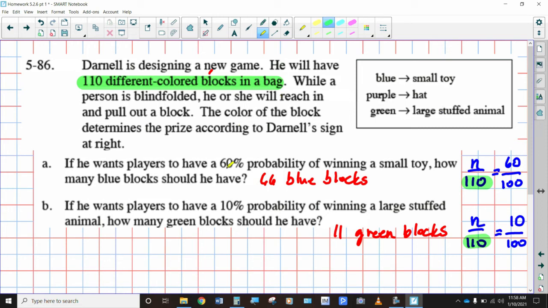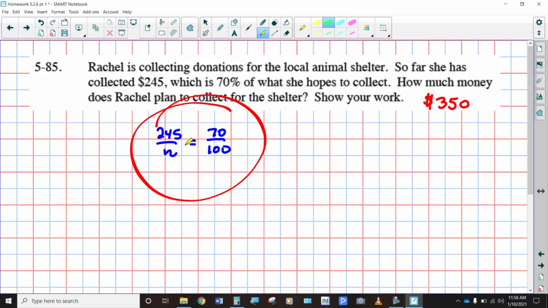So it says here, if he wants to have a 60% probability of getting the small toy, then how many blue blocks would you need to have there? So we know that we're going to put a percent of 60, and the part is going to represent the number of blue blocks out of 110 that are in the bag. Here we have 10%. So same thing. What number out of 110 represents 10% of the total? When solving these, you do the same thing that we did over here. You could do cross multiplying, or you can use the giant one to figure it out.